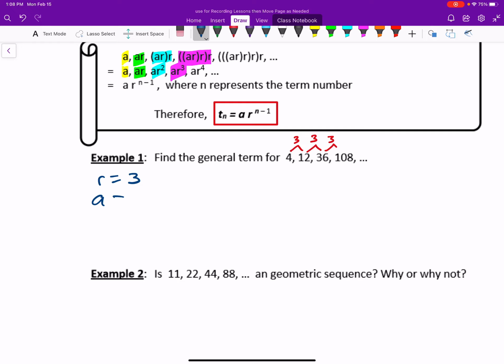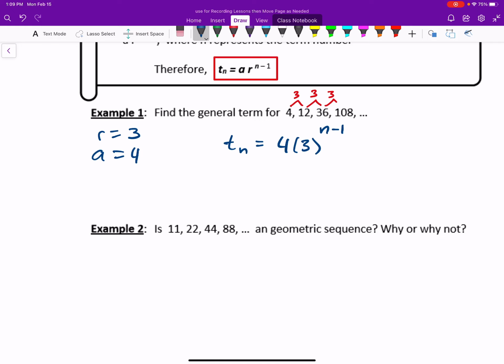First term is still our A value, which is 4. And so the general term would be T sub n equals 4 times 3 to the n minus 1. And again, this is the general term for this particular sequence. So I could find out any term in the sequence. If I wanted to find the 50th term, I'd just put 50 in for n. I'd do 4 times 3 to the exponent 49. That would be a very big number, by the way, because geometric sequences, like exponential functions, are going to grow very quickly.